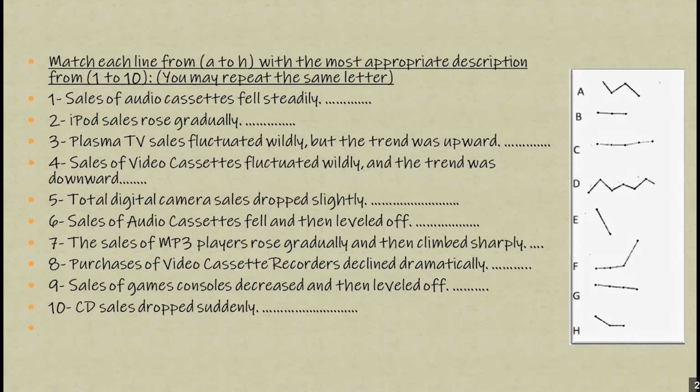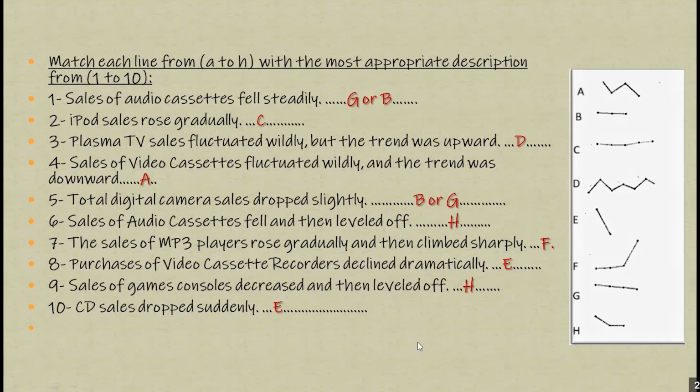Okay. Now let's take a look at the answers. Sales of audio cassettes fell steadily, so that's supposed to be G or B. Here you can have a steady fall here and also B, but G is slightly sharper than B. In B, you can see that there is a very slight decrease, a slight fall. So it's more appropriate to use G for this sentence.